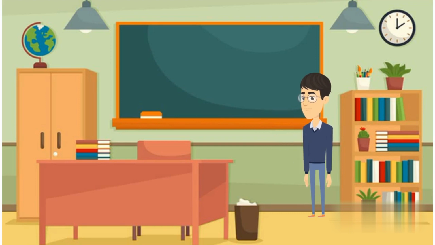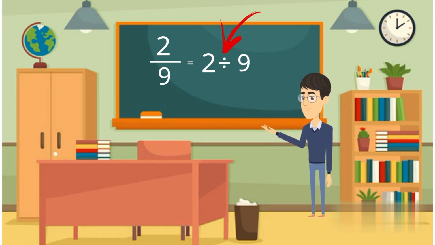Before we say goodbye, let's transform some fractions into division problems. 6/8 can be written as 6 divided by 8, or with this division symbol, or this one. 7/9 can be written as 7 divided by 9, or with this division symbol, or this one. 2/9 can be written as 2 divided by 9, or with this division symbol, or this one.